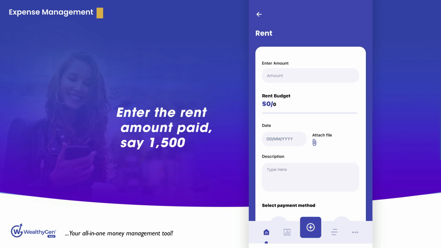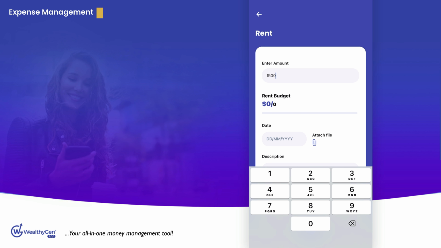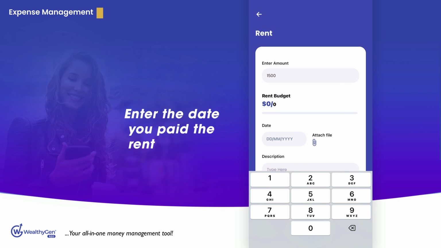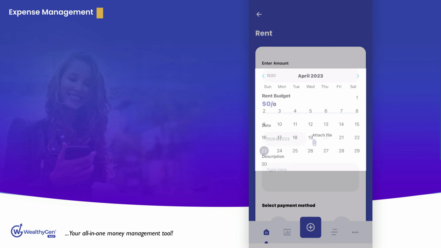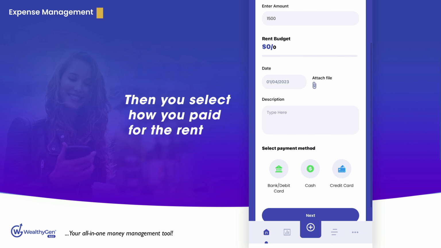Now, if you have created any budget for rent, you will see the budget amount here, and how much you've spent. For this example, we've not created any budget, so no budget amount or actual amount will be shown. Enter the date you paid the rent. Then select how you paid for the rent. You can pay by bank or debit card, by cash, or by credit card.